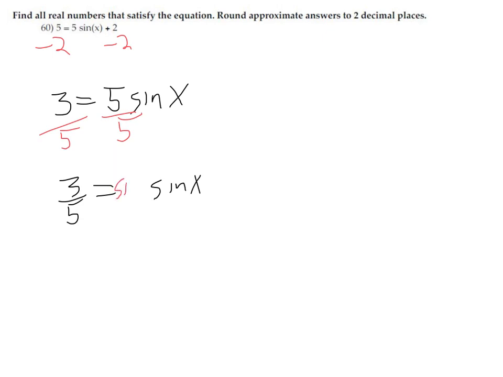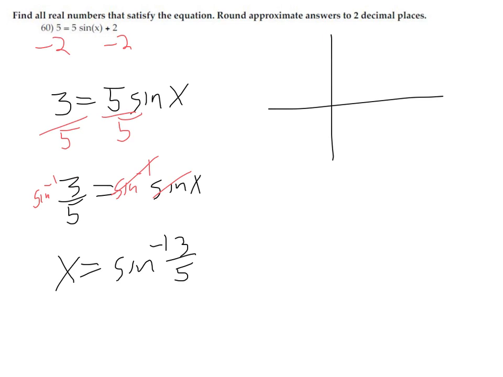Then we can take arc sine to solve for x. We have x equals arc sine of 3/5. But before that, we had sine x equals 3/5. Where is sine positive? Sine's positive here and here. But we want all real numbers, so we're going to have a plus 2k pi kind of an answer. Let's go degrees this time. Round to 2 decimal places.